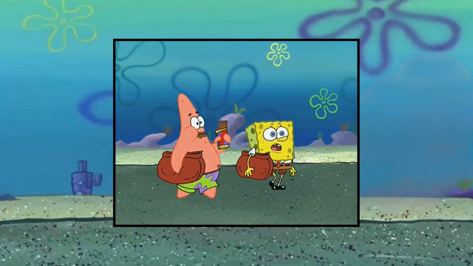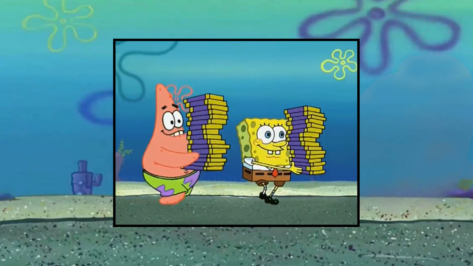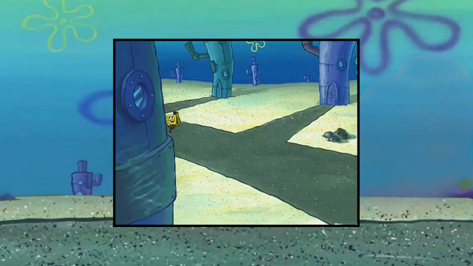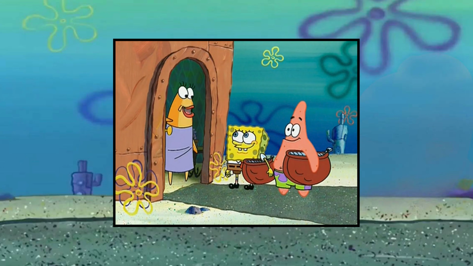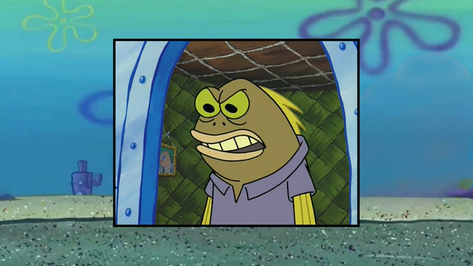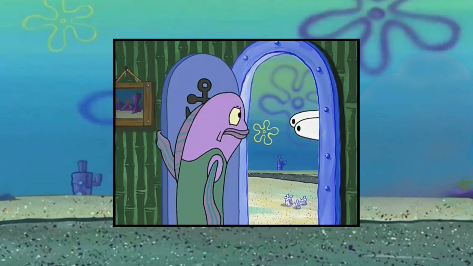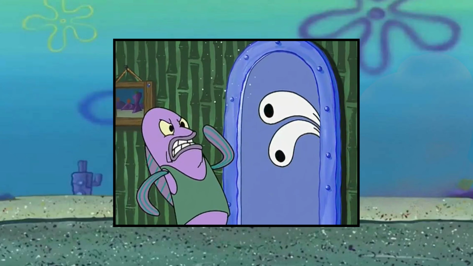Sometimes the background fish are used in a plot-significant way as characters who impact our leads individually. One episode where the background fish really steal the show is Chocolate with Nuts. In the episode, SpongeBob and Patrick become door-to-door chocolate bar salesmen. Their clients? The citizens of Bikini Bottom. These minor fish characters are responsible for some of the most memorable moments of this episode.